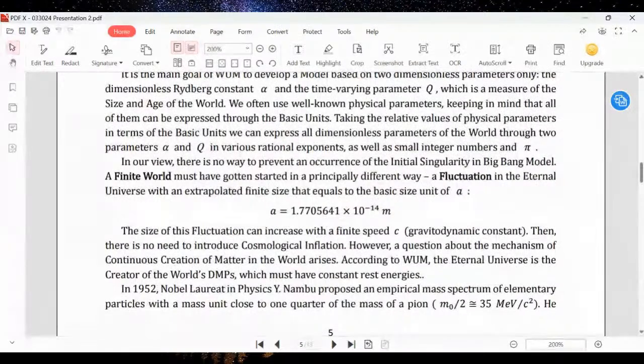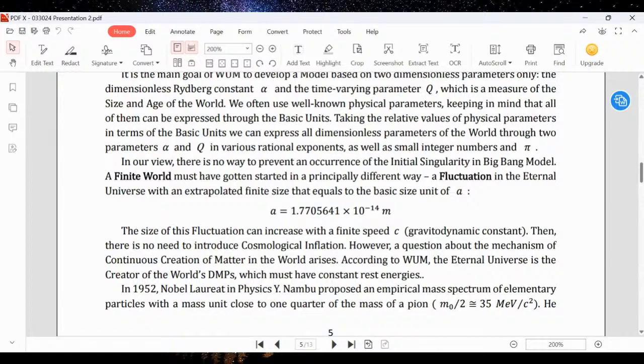In our view, there is no way to prevent an occurrence of the initial singularity in the Big Bang model. A finite world must have gotten started in a principally different way: a fluctuation in the eternal universe with an extrapolated finite size that equals the basic size unit. The size of this fluctuation can increase with a finite gravitodynamic constant. Then there is no need to introduce cosmological inflation.